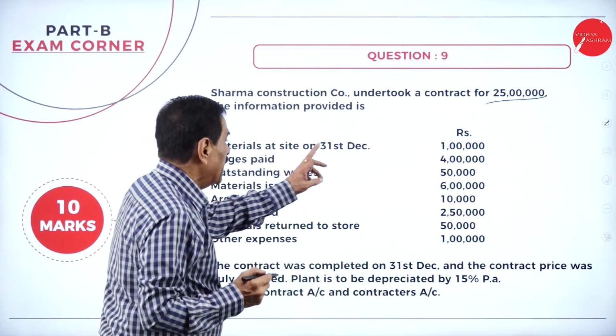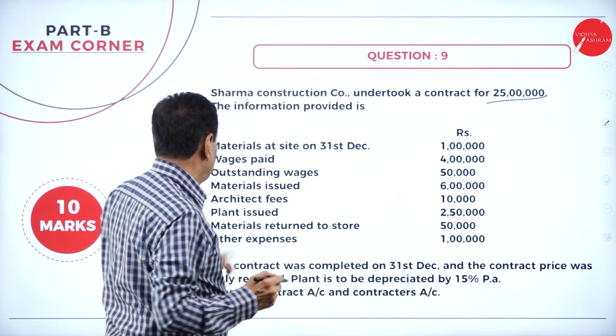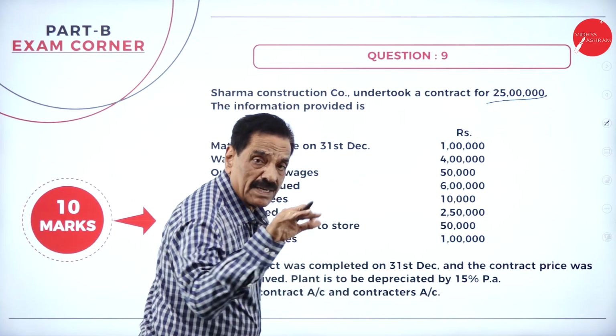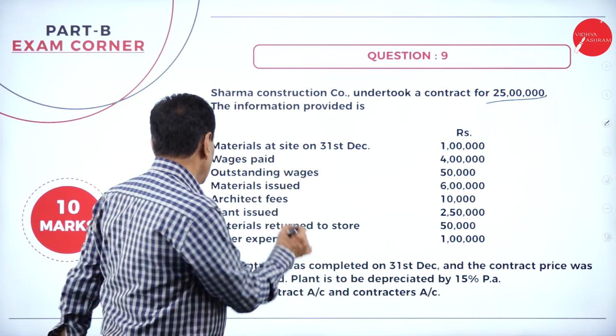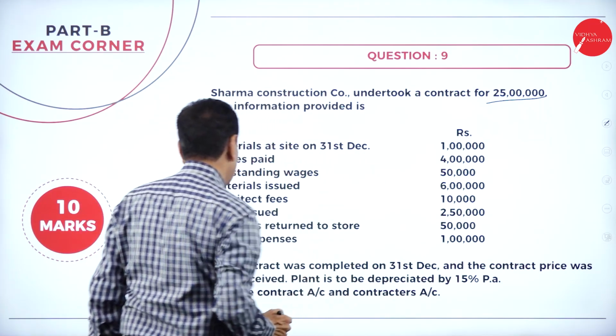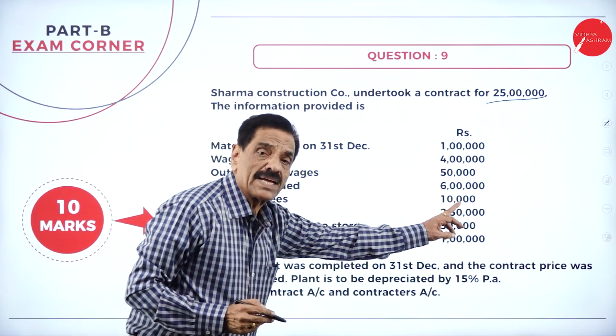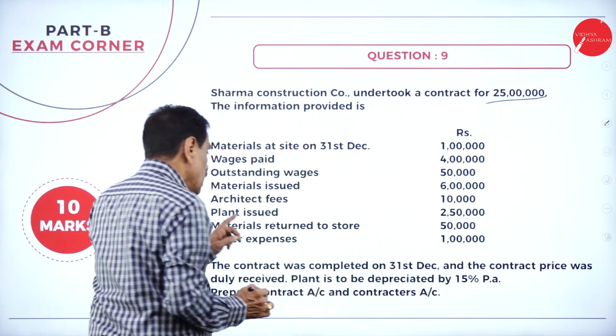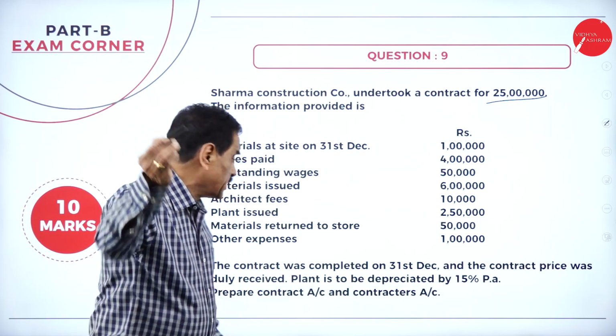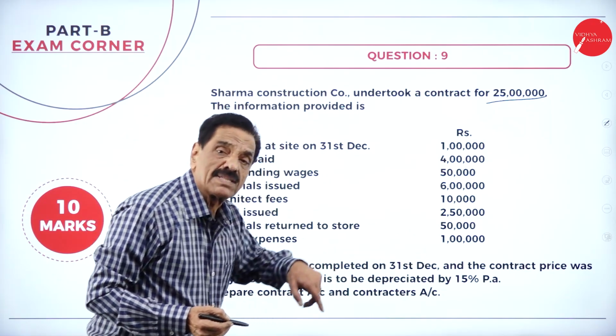Here, material at site will come on the credit side. Wages paid will come on the debit side. Outstanding wages will come on the debit side. Material issued will come on the debit side. Architect's fees, all the expenditure will come on the debit side. Plant issued will come on the debit side. Material returned to store will come on the credit side. Other expenses will come on the debit side.